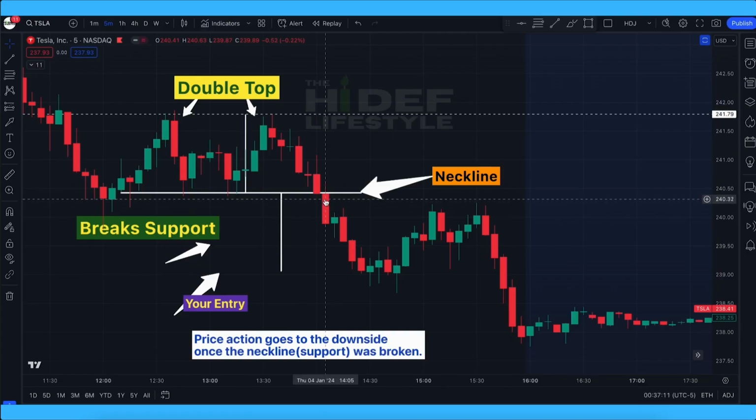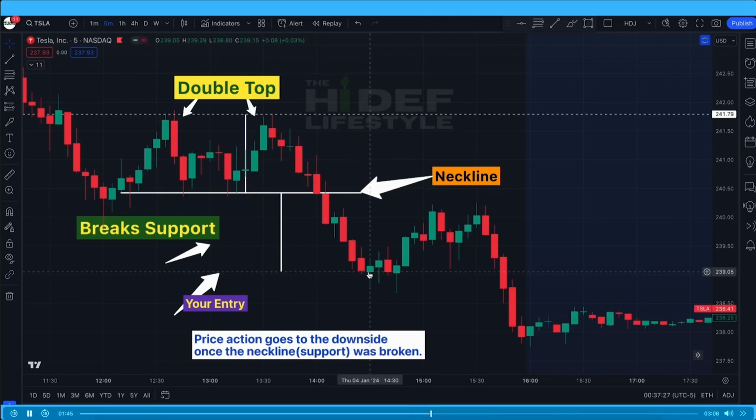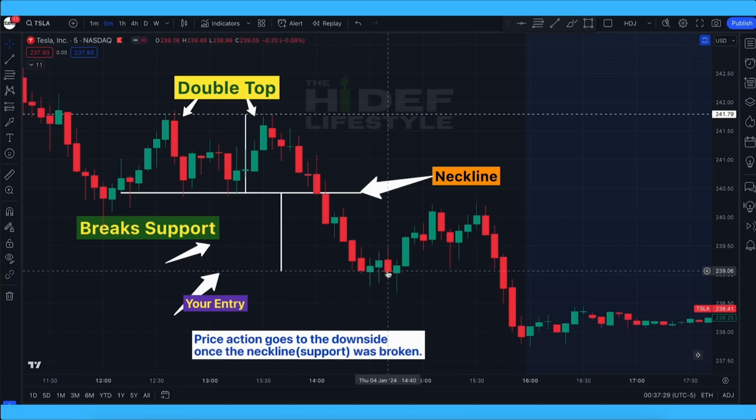So if you get in your position right here, once it breaks support or breaks the neckline, you can expect it to go down about this far before it possibly shoots back up, which it kind of did right here. And if you look, the bottom of this line matches up almost perfectly to the bottom in which we started to go sideways and we went back up.